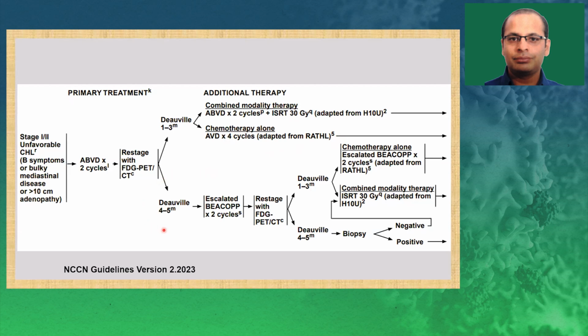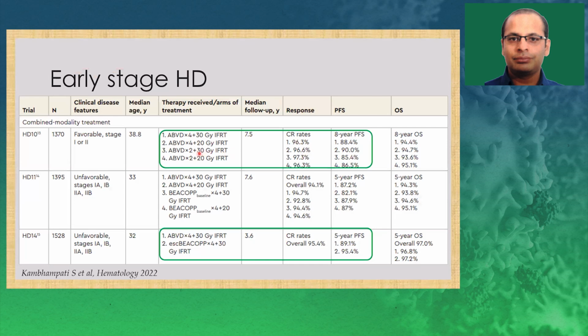If the Deauville score is 4 to 5, you should consider escalation of the therapy to a more toxic regimen, BEACOPP, for 2 cycles. Then proceed accordingly. If the disease is responding, consider 2 more BEACOPP. And if the disease, or ISRT after 4 cycles of BEACOPP, after 2 cycles of BEACOPP, again, if Deauville 4 or 5, rebiopsy. Let's look at the evidence.